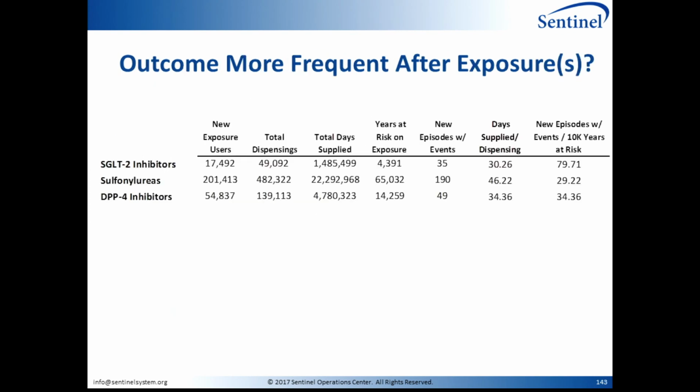So here are some results. It's a lot of numbers to look at initially. So if we start over on the left, we have our 3 different classes of oral anti-diabetic medications, and we have new users. The first thing to look at is just to say, SGLT2 inhibitors are the least new use of all of the ones there.